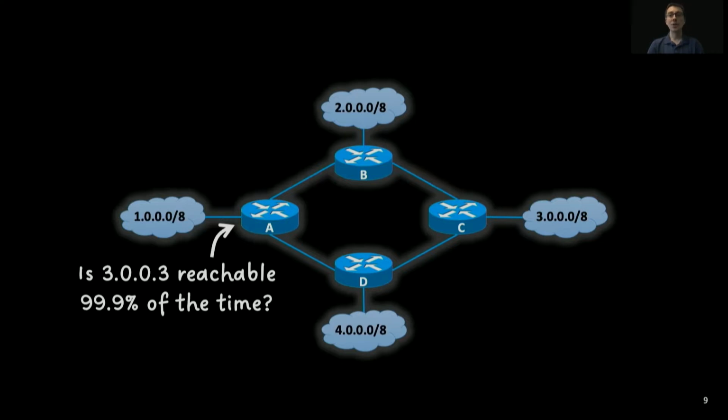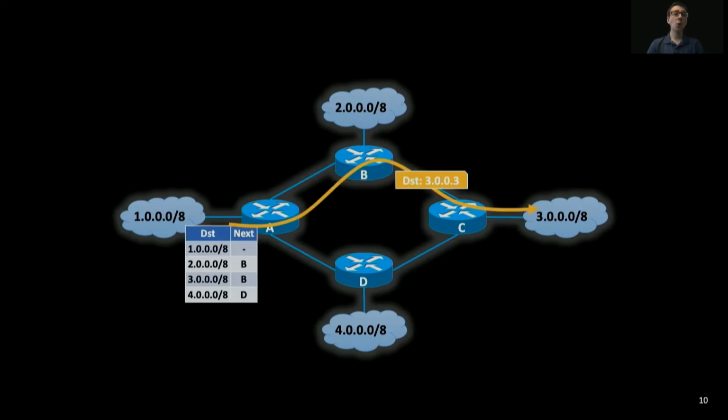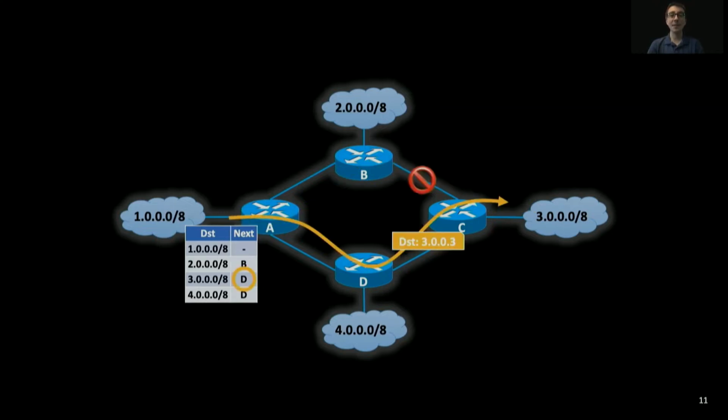Now let's consider a different question. Is 3.0.0.3 reachable 99.9% of the time? To answer this question, we need to explore how our network's behavior changes when failures occur. Before, we determined that the packet destined for our host 3.0.0.3 would traverse routers A, B, and C. However, let's assume there's a 1% chance that the link between routers B and C fails. If this link fails, the traffic will now traverse routers A, D, and C instead, but our host will still be reachable. But what if there's a 1% chance that the link between routers D and C will fail? Well, if the link between routers D and C also fails, then our host becomes unreachable.